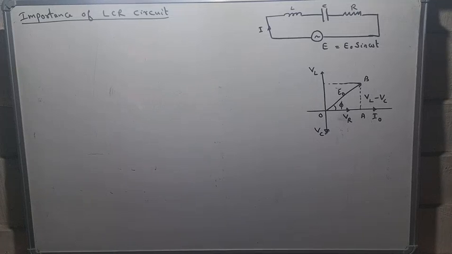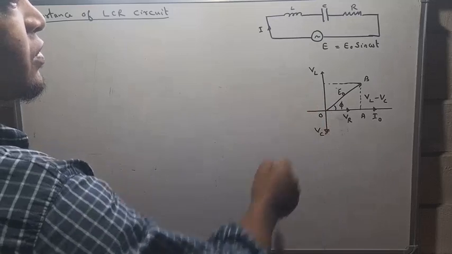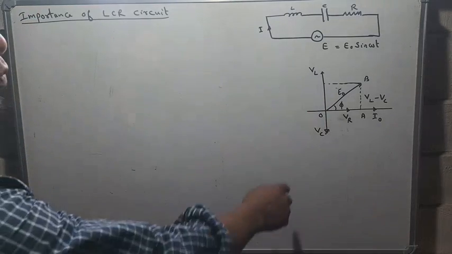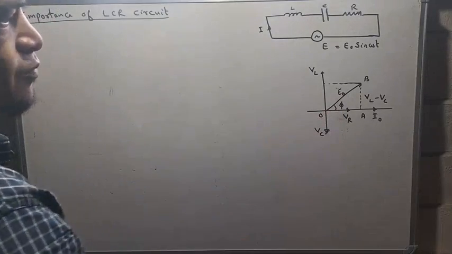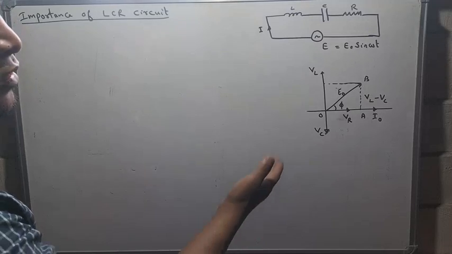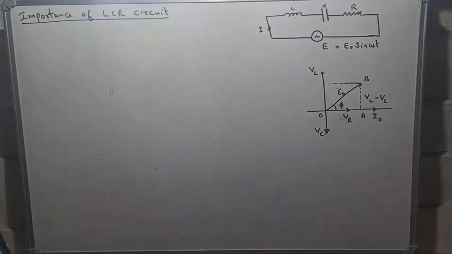Alright, this is a continuation from the LCR series circuit. And here we shall see the importance of this LCR AC circuit. So this is the phasor diagram for an LCR series circuit. This phi here is actually the phase angle between the net EMF and the current.